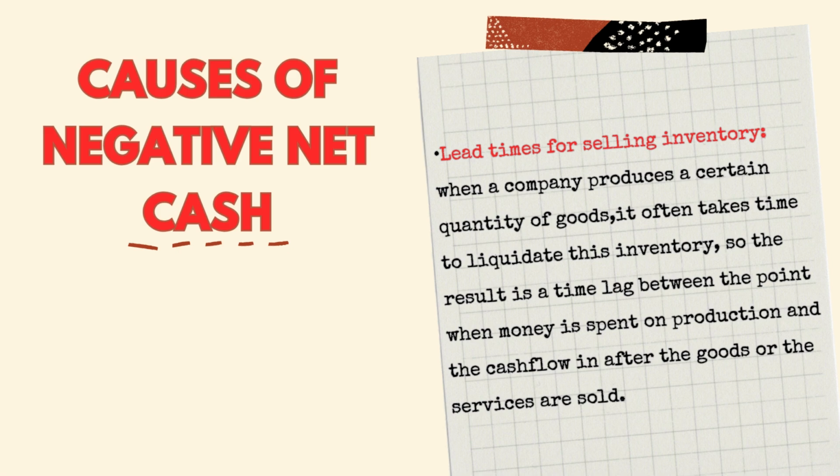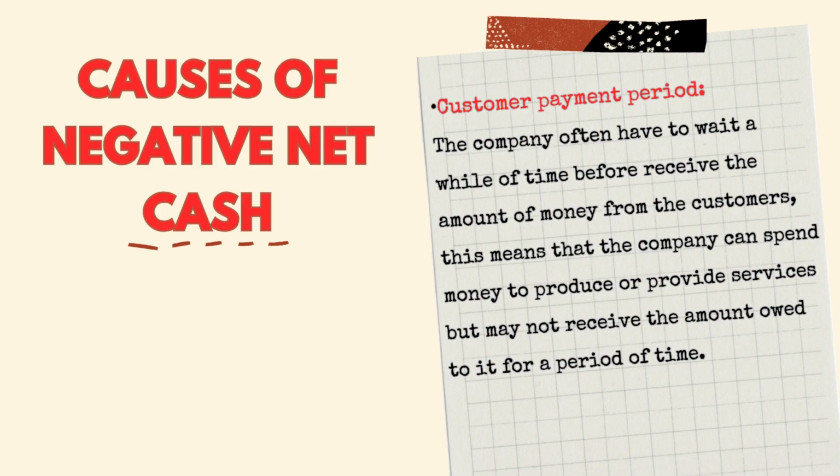The second cause is the customer payment period. It means the company often has to wait a while before receiving the amount of money from the customers. This means that the company can spend money to produce or provide services but may not receive the amount owed to it for a period of time.